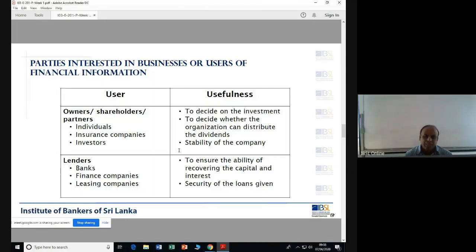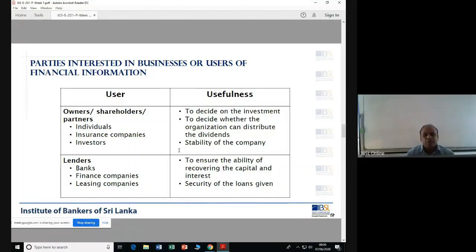So that is the first type of stakeholder. Please make a note of it. It is the first type of stakeholder where we talk about owners, shareholders, and partners, and how they make use of the financial information provided by the businesses or the companies.